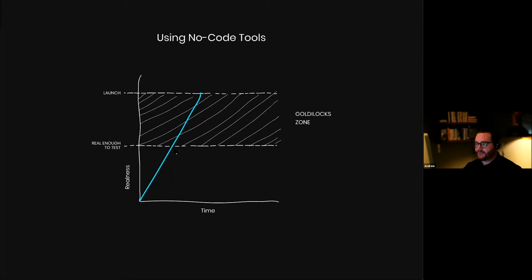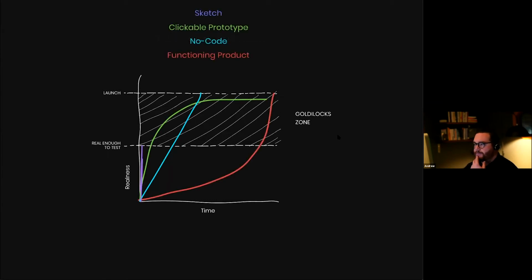But you could see it's real enough to test fairly quickly, and you could ultimately launch it, in a reasonable amount of time. And so mapping all of these together, you see, again, a sketch or a wireframe, a clickable prototype, a no-code solution, and functioning product.